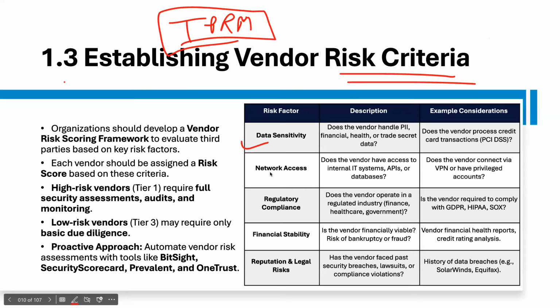Next risk factor is network access. Does the vendor have access to the internal IT systems, APIs, or database of your internal programs or code? Next thing that you have is whether the vendor is connecting through the VPN or has privileged accounts to access your network. Is the VPN multi-factor or not? All these things you need to check under the network access.